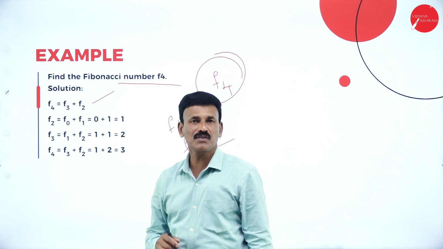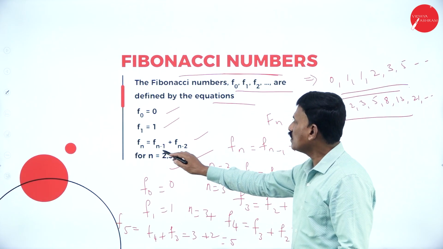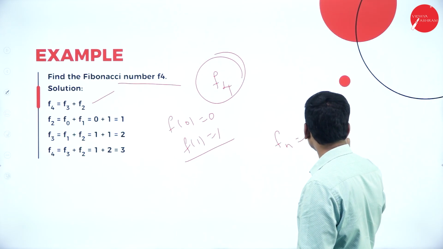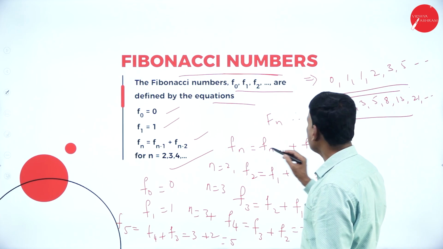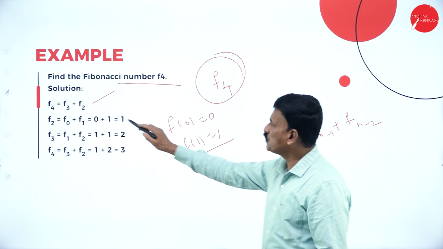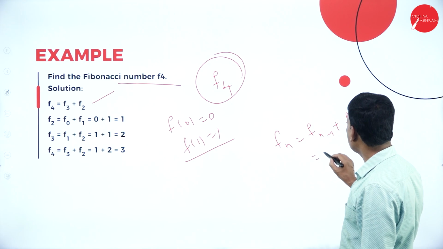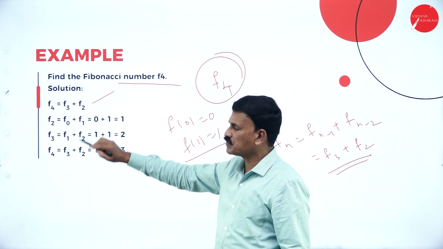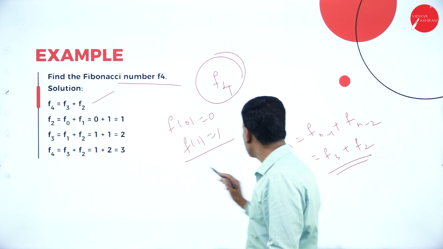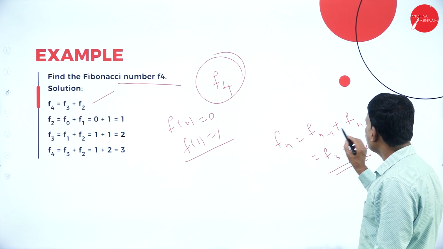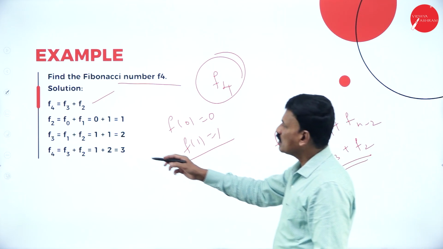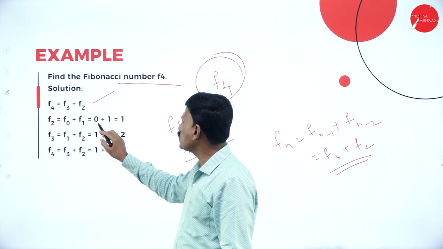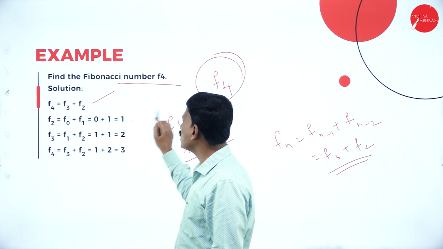F of 4 is equal to f of 3 plus f of 2, because we know f of n, what is f of n? F of n is equal to f of n minus 1 plus f of n minus 2. So f4 is equal to 4 minus 1, which is 3, and 4 minus 2, which is 2, f of 3 plus f of 2. Similarly f2 can be written as f of 0 plus f of 1. Since f of 0 is 0, f of 1 is 1, 0 plus 1 is 1.